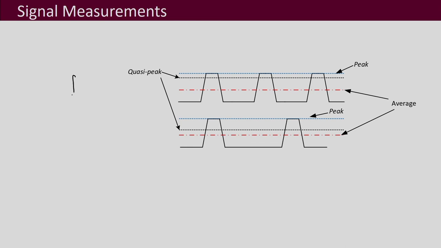You might be familiar with RMS, root mean square. Let's say whatever your signal may be, you integrate V square dt and divide it over the time interval, and you further take the root of it.